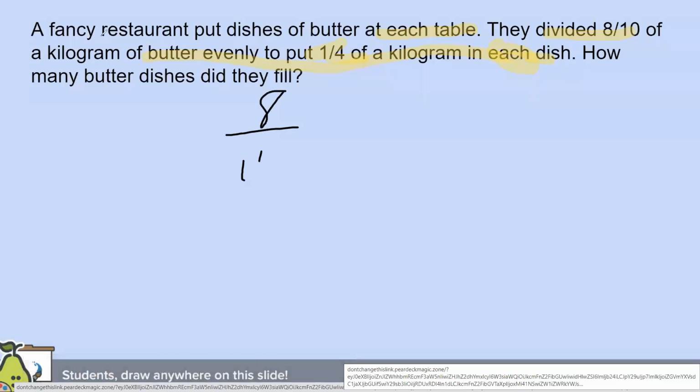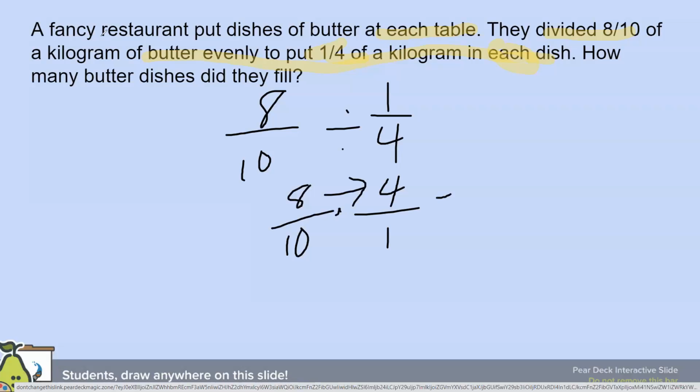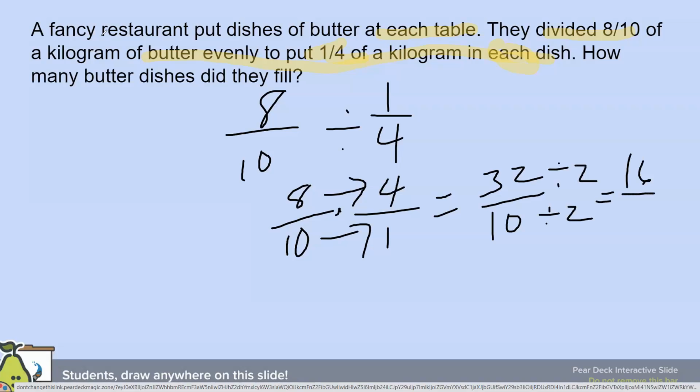8/10 divided by 1/4. Dividing fractions is easy as pie. You flip the second number and then you multiply. So 8 times 4 is 32. 10 times 1 is 10. So I'm going to divide by 2 because that doesn't look right. And I would get 16/5.